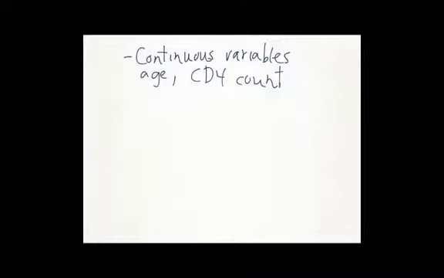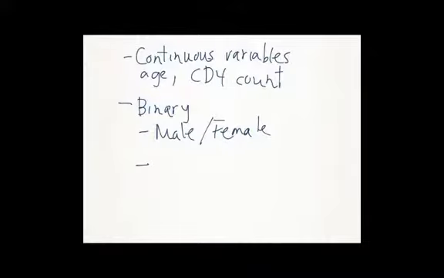Another type of variable is a binary variable. And what are some examples of these? Well, we can have male, female. We can have wild type virus versus mutant, and so on. So these are just kind of yes, no. Sometimes people say success, failure, yes, no, just two groups. So that's what we mean here, two groups, binary variables. Okay?